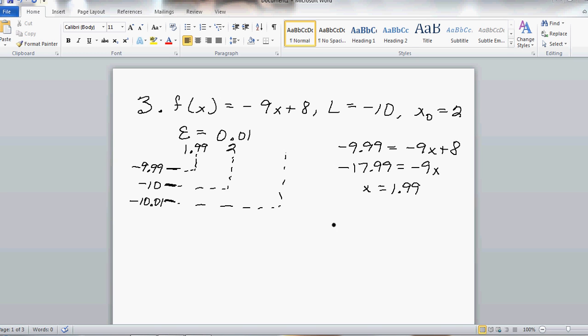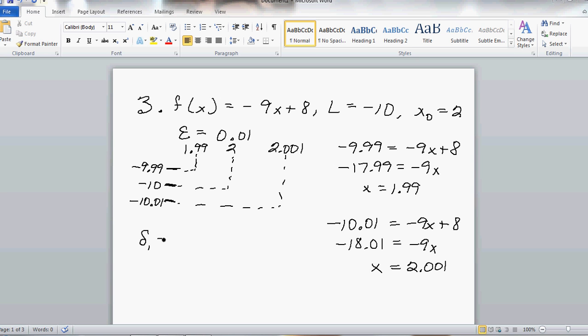Then, if the y value is negative 10.01, once again, all we have to do is set it equal to the function, subtract 8, and divide by negative 9, so that x equals about 2.001 after doing some rounding. Now you have to have just a common sense rounding here, because you don't want to carry out the whole mess that's here. Okay, and so this would be 2.001.